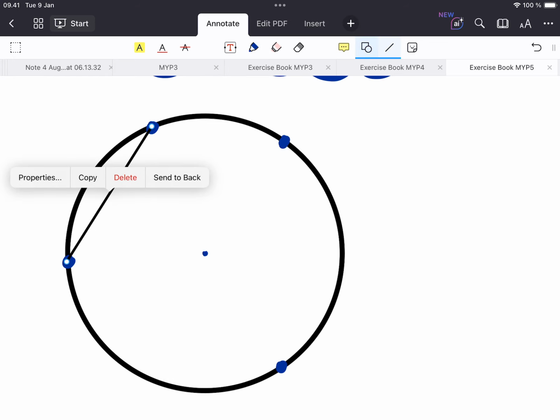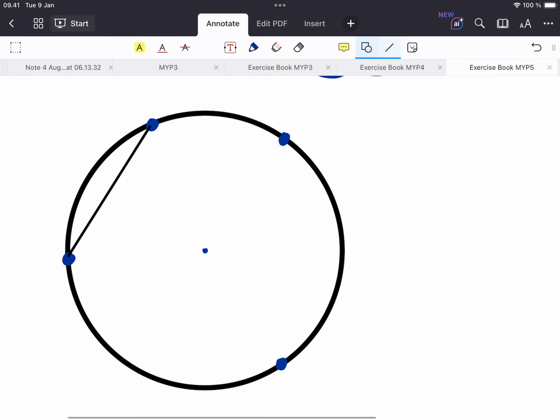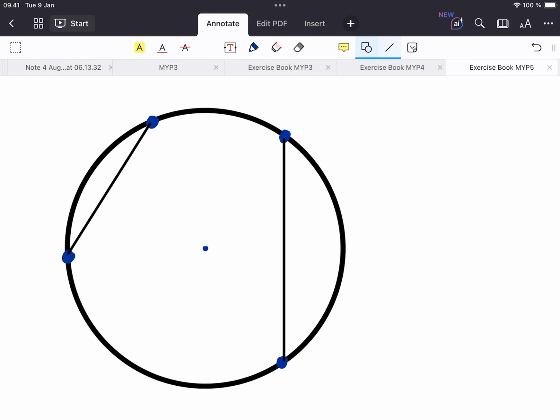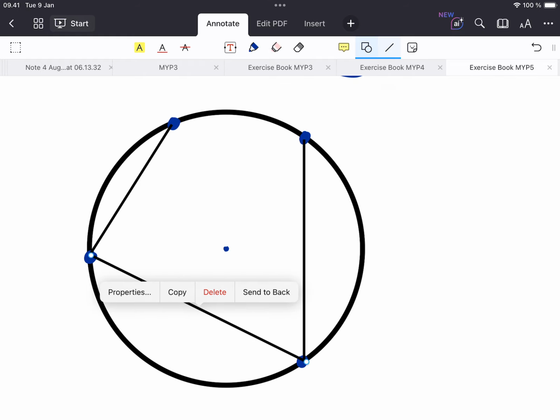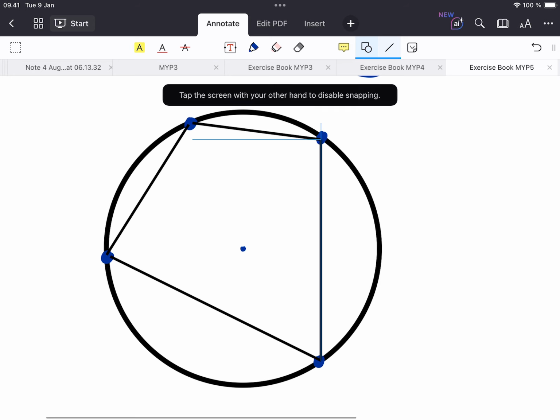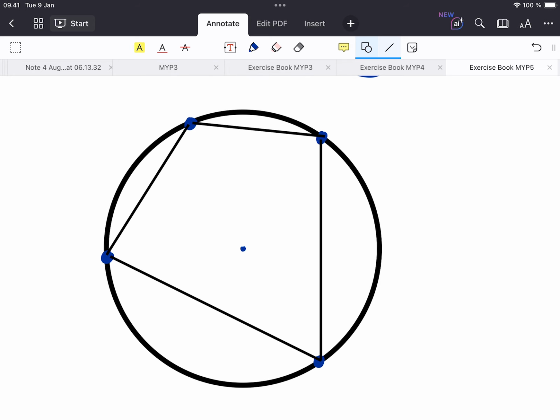So I'm going to join those 4 points up like that, like that, like that, and like that. So I've made a 4-sided shape, a quadrilateral, and because it's a quadrilateral where the 4 vertices, that's the corners, touch the circumference of a circle, that's called a cyclic quadrilateral. So it's a very particular example of a quadrilateral.